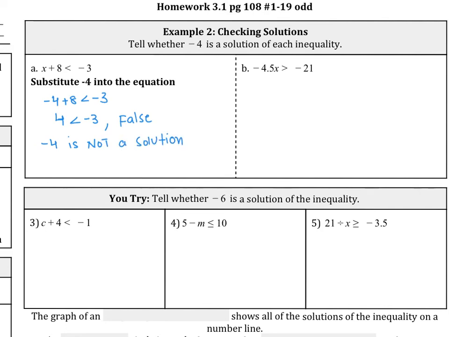For letter B, we are going to plug in negative 4 for the x value and see if it is true. So when you plug it in and multiply negative 4.5 times 4, that's going to be negative 20.25. So in negative numbers, if the number is bigger, then it's smaller. So negative 20.25 is greater than negative 25. So negative 4 is a solution.